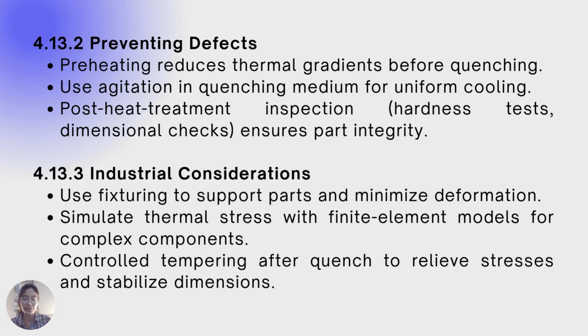Proper fixturing supports the parts and prevents warping during heating and cooling. For a complex component, we can simulate thermal stresses using finite element models to predict deformation before processing. And lastly, performing controlled tempering after quenching helps relieve residual stresses and stabilize dimension, ensuring long-term reliability and performance. In short, careful process control and simulation tools are key to produce defect-free, dimensionally stable heat-treated parts.